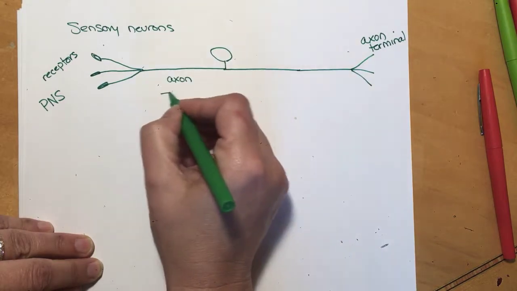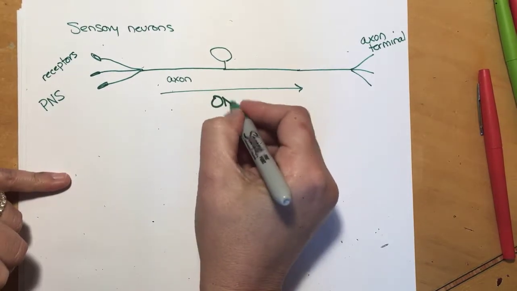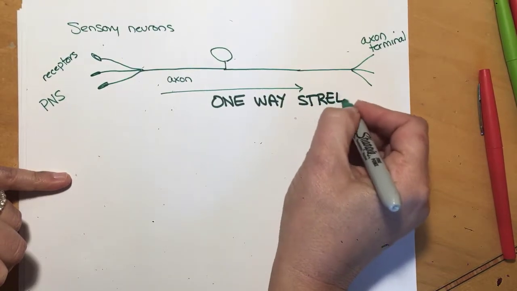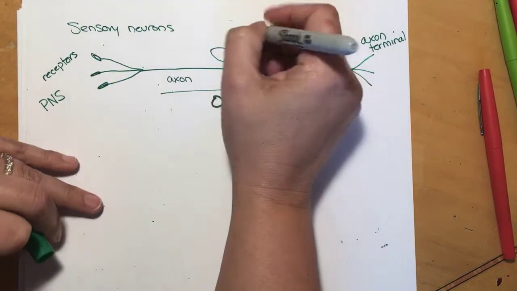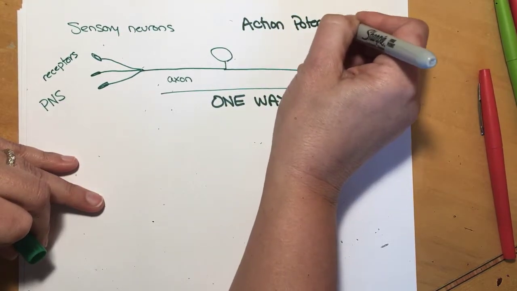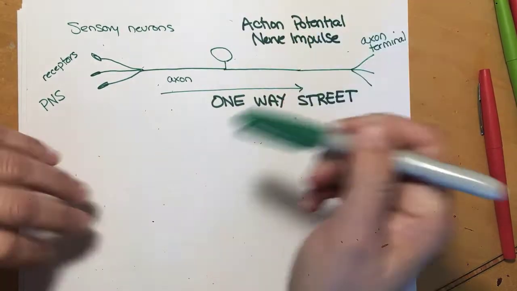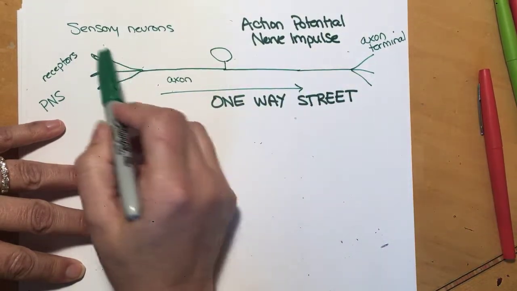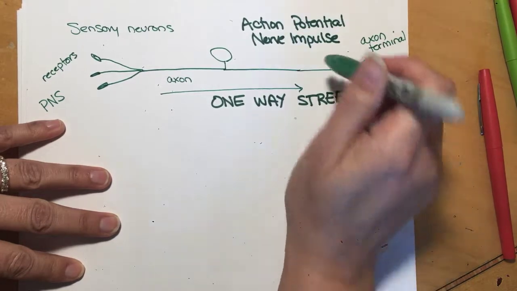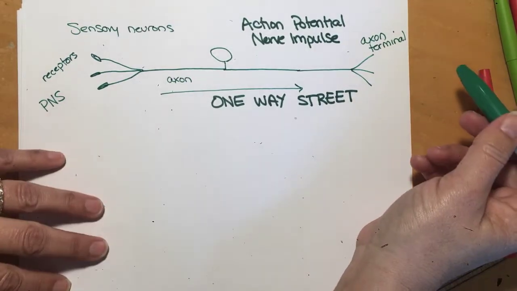And the information is going to go this direction. This is a one-way street. We only go in one direction. So what are we sending? We're actually sending what we call an action potential. You also might hear people call it a nerve impulse. And this is just an electrical impulse that's going to travel from here down the axon and into the axon terminal, where this neuron will synapse or interact with another neuron.